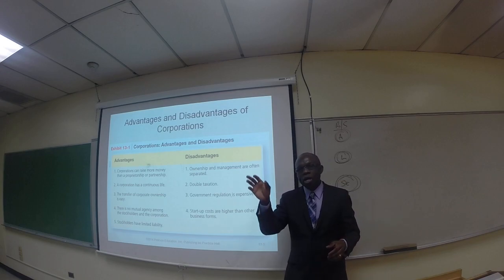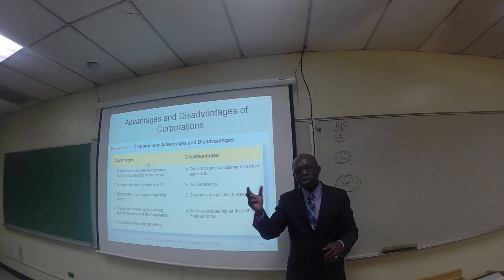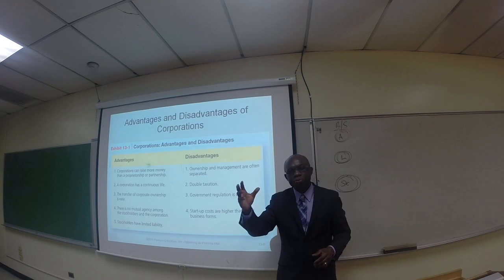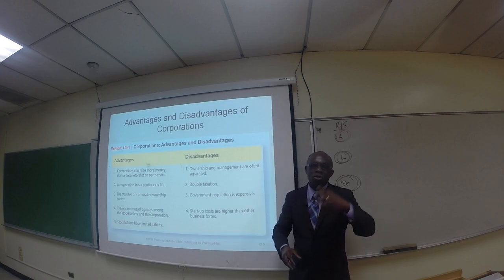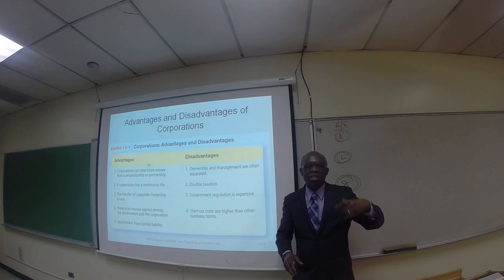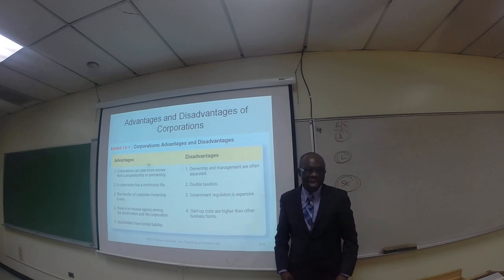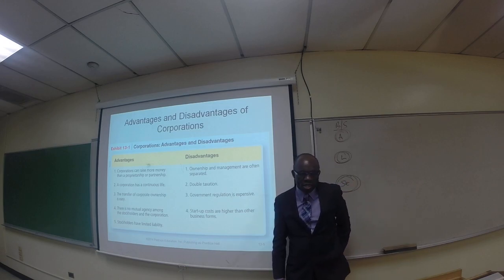Number two, double taxation. What does that mean? When a corporation makes profit, the corporation is regarded as a human being in the eye of the law. So the corporation has to pay tax. Whatever is left is given to the owners in form of dividends. They turn around and pay tax on it again. So we call that double taxation.